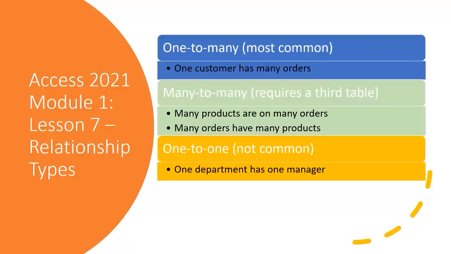So the third table would be known as a junction table. It would typically include the primary key fields from the other two tables, and it could have its own primary key field as well as additional fields in there. So many products are on many orders. Many orders have many products. And then the one-to-one relationship type is not very common. You would use that like one employee has one orientation, one department has one manager, if that is the case. So you have some examples there of those types of relationships.